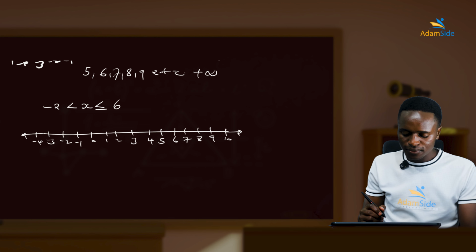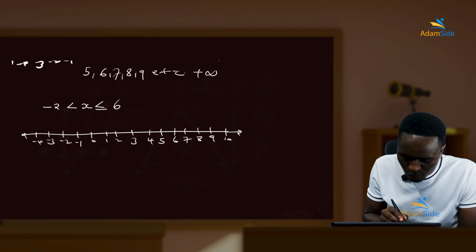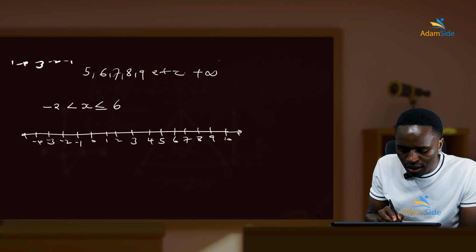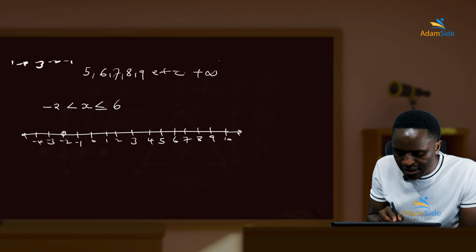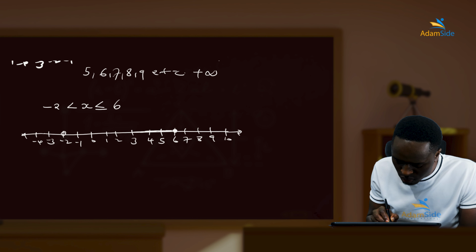Then x, so x is -2. So we say -2 is less than x, so it's not included. You do that, it's not included. It goes, and then x is less than or equal to 6. So something less than or equal to 6 is full bolded. 6 is also part of the solution. Therefore, you draw to where you have 6.